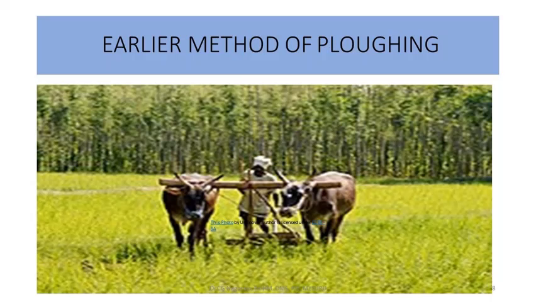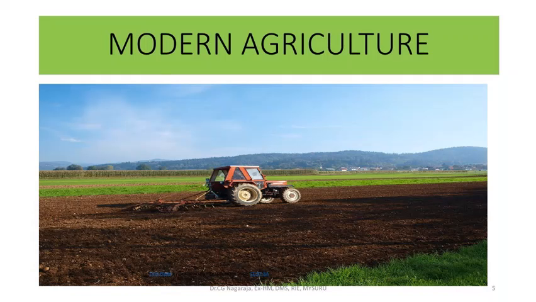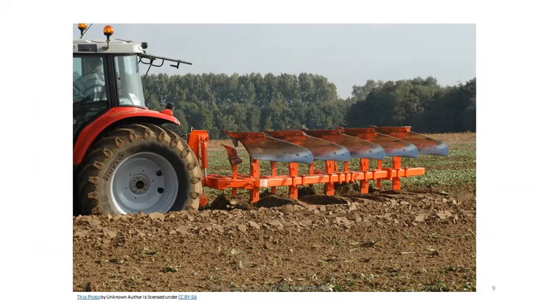The earlier method of ploughing was using the bulls. This farmer is using the bulls here to prepare his land. In this one, the modern agricultural people use tractors for ploughing and preparing the land. This is also another machine where the soil is loosened and aerated, ready for sowing.